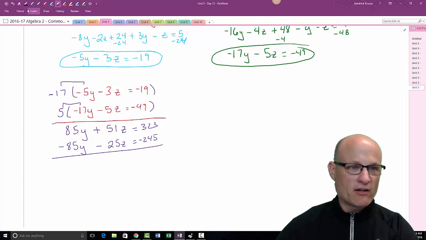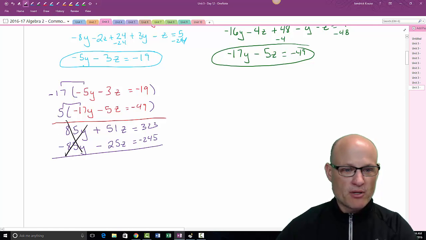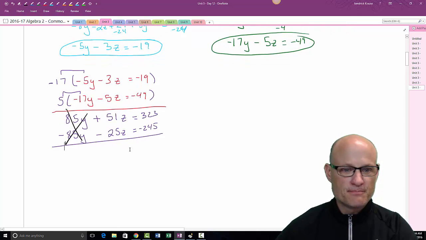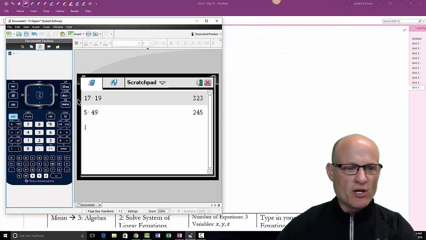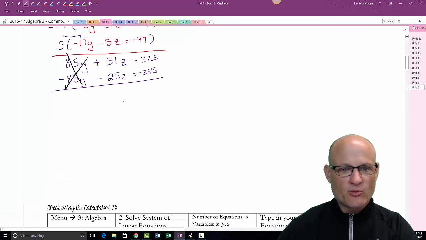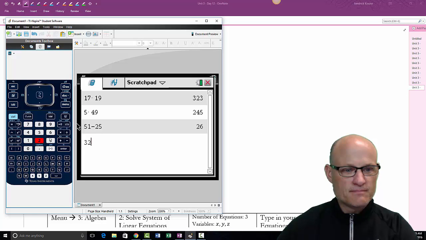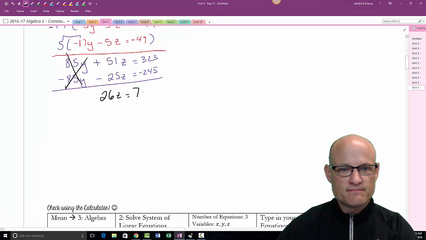Man, I hope this works out, because otherwise I screwed something up. Kabam, kabam. So let's see, 51 minus 25, 26. So we get 26z equals 323 minus 245 equals 78. Divide by 26. And I get z equals 3.